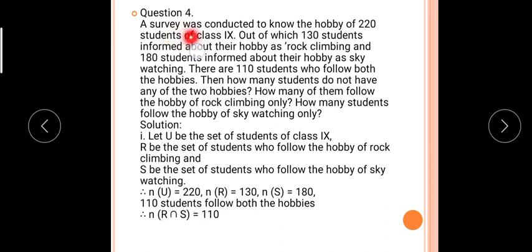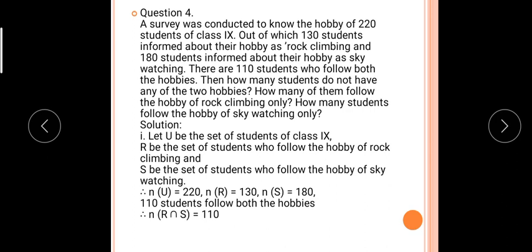Now question number 4. A survey was conducted to know the hobby of 220 students of class 9 standard. Now listen, how many total number of students are there? 220. That is your universal set. Whenever a total big set is given, that is your universal set. Out of that, 130 students informed about their hobby as rock climbing, and 180 students about their hobby as sky watching. There are 110 students who follow both. Who follow both means those who are rock climbing as well as sky watching. It is the intersection of rock climbing and sky watching.